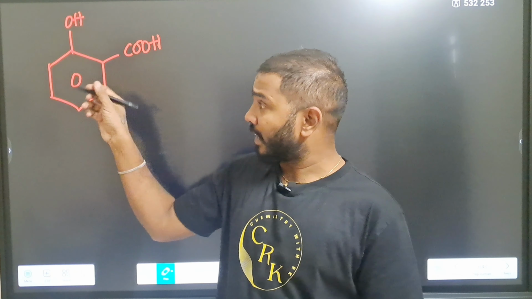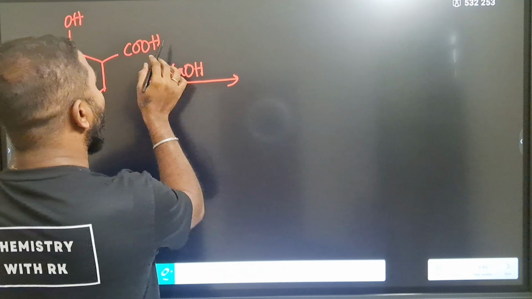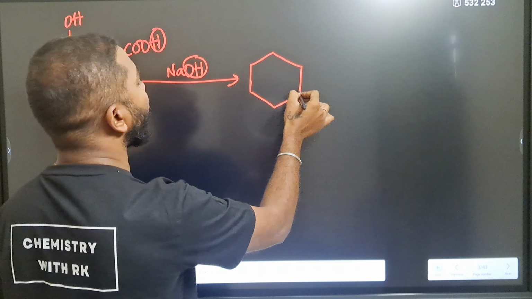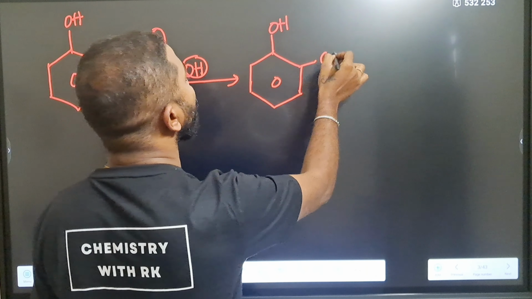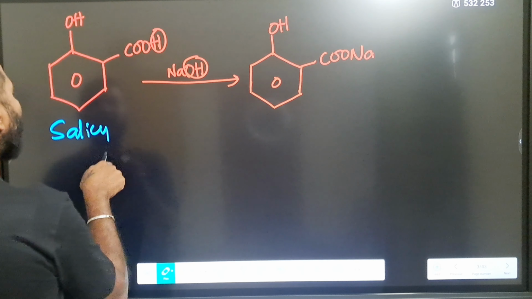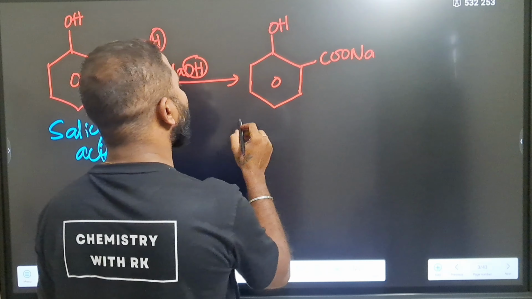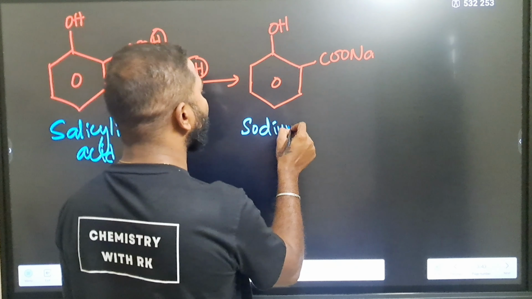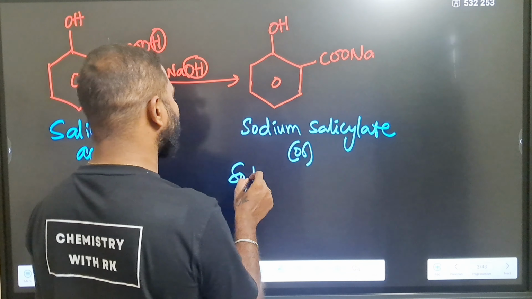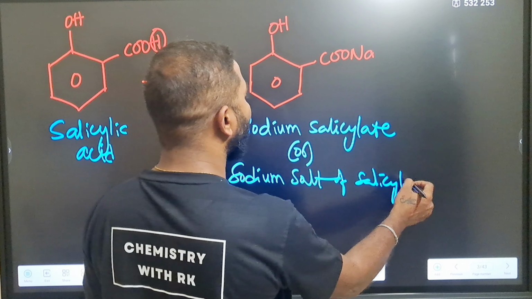Now salicylic acid, upon reacting with NaOH, a simple strong base, again we remove water. We substitute the hydrogen of COOH with sodium, which gives us sodium salicylate. This is salicylic acid, and this is the salt of salicylic acid. We can call it sodium salicylate, or the sodium salt of salicylic acid.